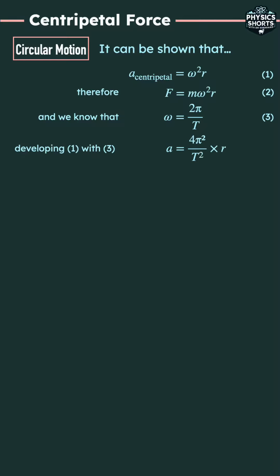So if we develop equation 1 with equation 3, a equals 4 pi squared over T squared multiplied by r, which is equal to 4 pi squared over T squared times r squared over r. And that allows us to bring the r squared over, so that is equal to 4 pi squared r squared over T squared times 1 over r.